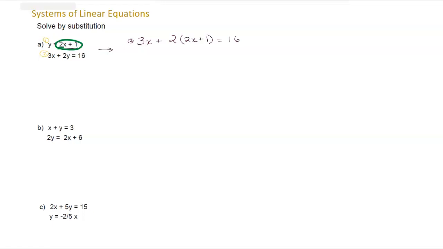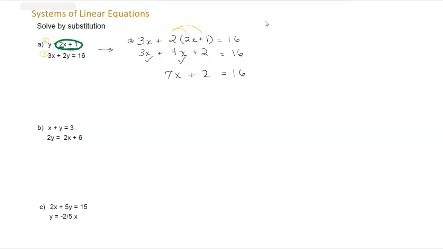All right, so now what you see here is we have an equation where the only variable is x. Now I can take this, simplify it, and solve for x. So we'll have 4x, and then plus 2 is equal to 16. Combine like terms: we got the 3x and the 4x to get 7x plus 2 is equal to 16.